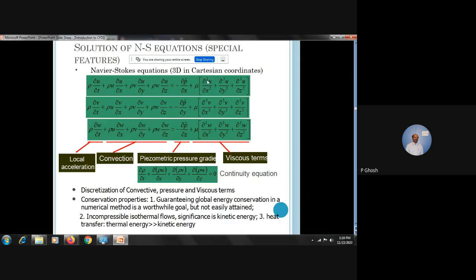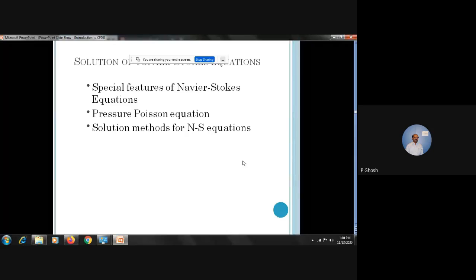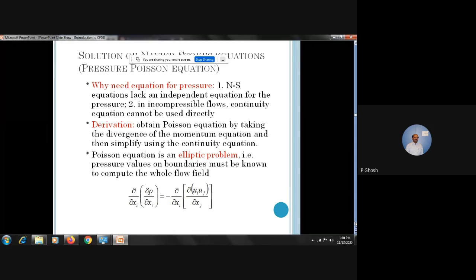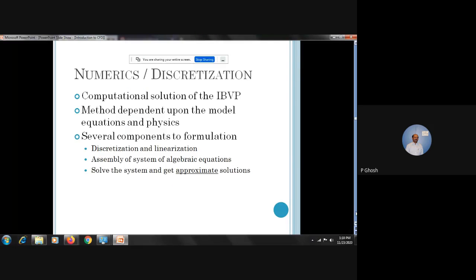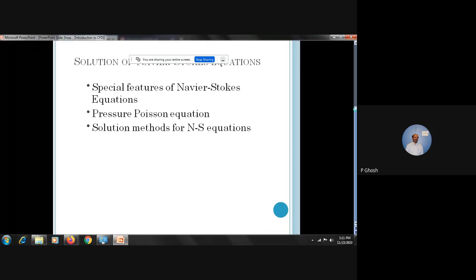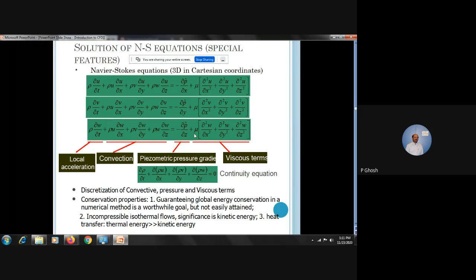So that is the whole lot of problem: we have nonlinear equations, we have coupled equations, and the pressure equation is not there. To handle that, the special features and solution methods I have already discussed. Now in these solution methods, what I told is that basically we have to discretize. Discretize means the computer is not going to understand the differential form of this equation, so you have to give it in such a way that it can be expressed as an algebraic equation.